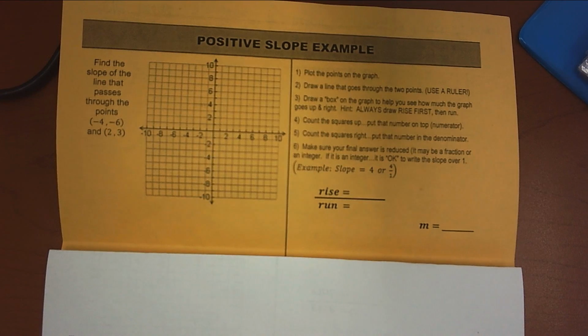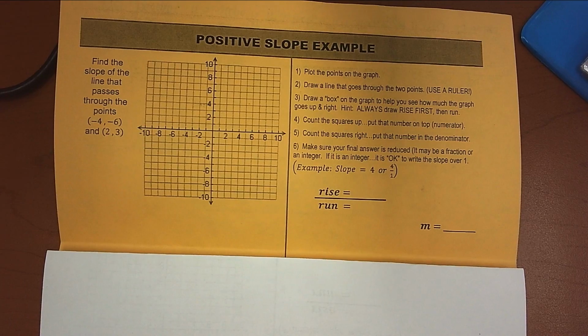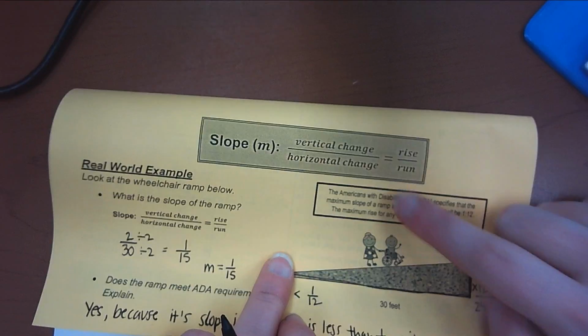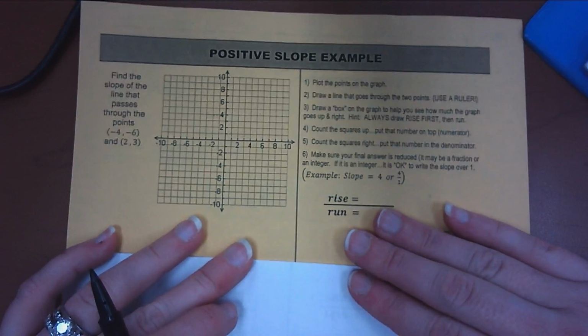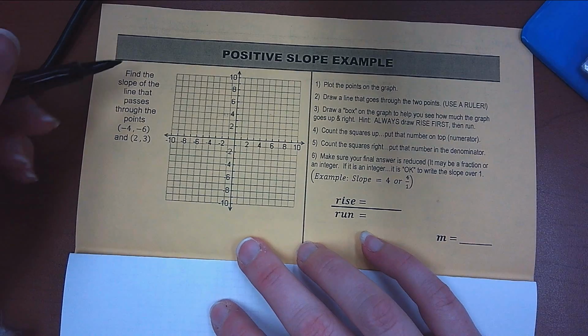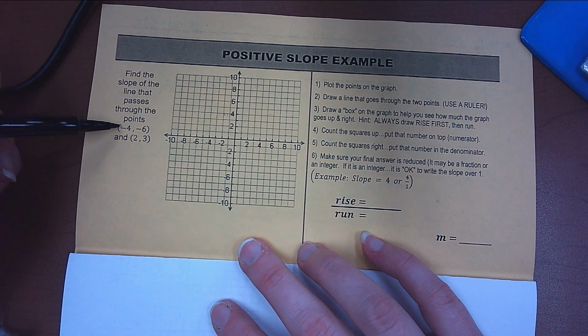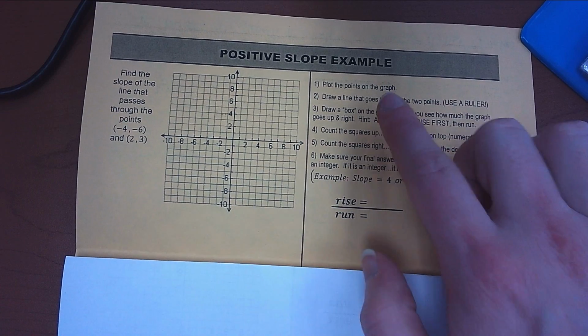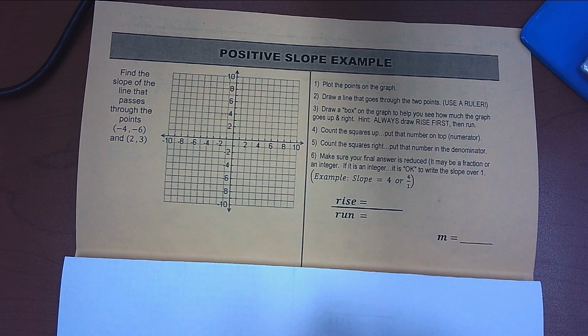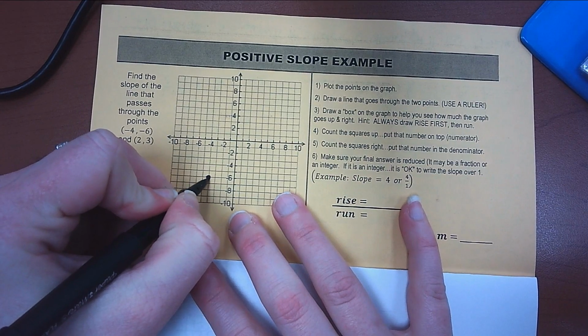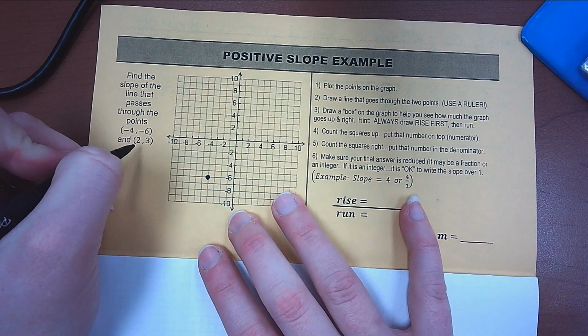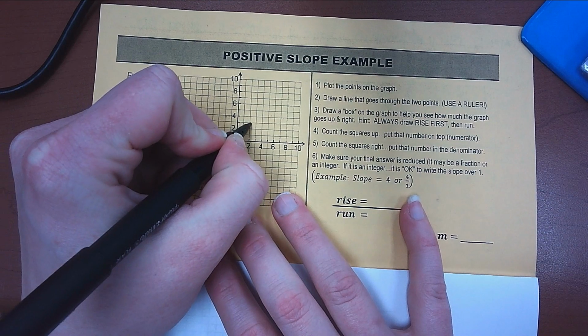On the front side of our note foldable, we talked about slope being rise over run, or the vertical change over the horizontal change. Right now we're going to look at a positive slope example that asks us to find the slope of a line that passes through the points (-4, -6) and (2, 3). Step number 1 is to plot those points on the graph. (-4, -6) is in quadrant 3, and (2, 3) is in quadrant 1.